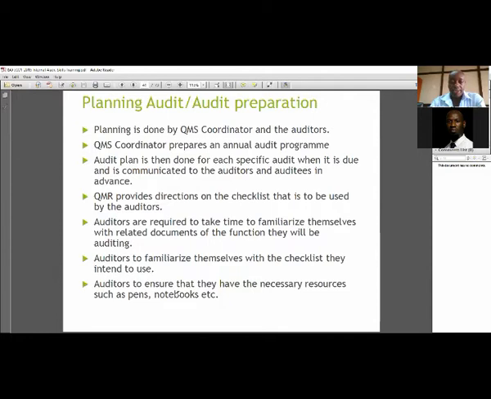Auditors should ensure that they have the necessary resources. If you are using pens or a notebook, where to write the notes. We don't expect a situation where you as an auditor, you go to audit, you don't have even a pen, you don't have a notebook, you start asking the auditee, can you help me with your pen? I return it after the audit. Can you help me with this a full scarf where I can write? They'll see you are not prepared and they will not even take it serious. So you need to prepare well. You need to have all the tools that you require before you go out to audit.